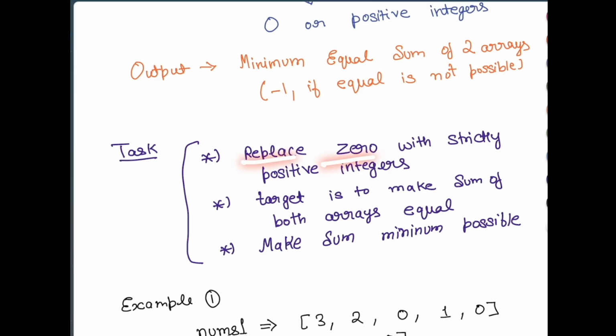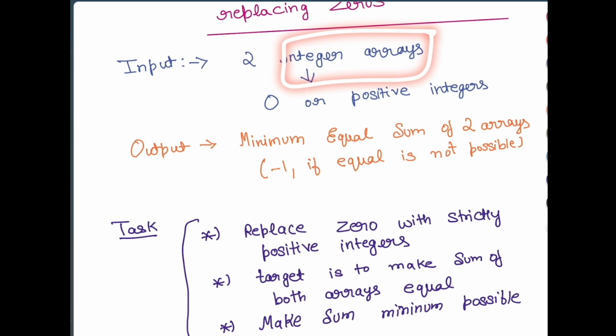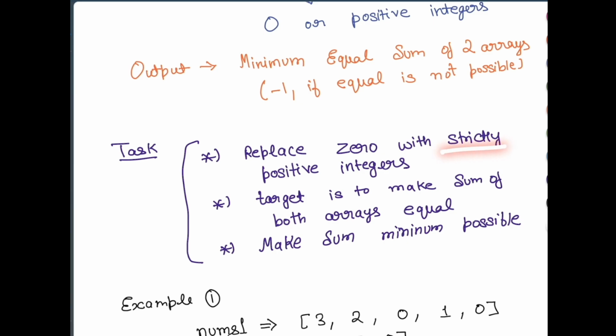We can replace the 0 with strictly positive integers. So given the two arrays, we can replace the zeros with 1, 2 or 3 or more than that. That is any number which is a strictly positive integer, so any number which is 1 or more than 1. Okay. Now the next thing is the target which we are trying to achieve is to make the sum of both the arrays equal, right? And also we need to make sure that the sum is minimum.